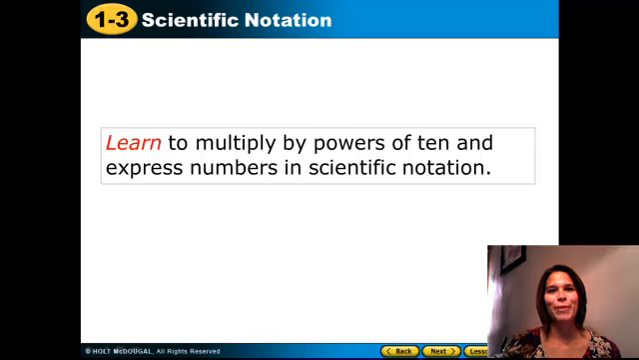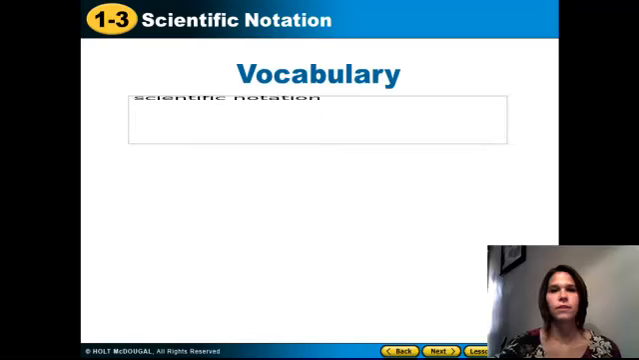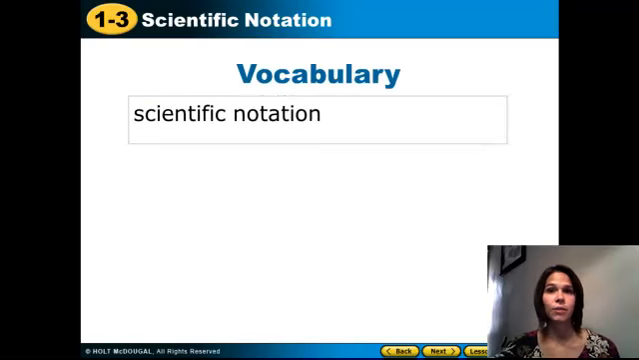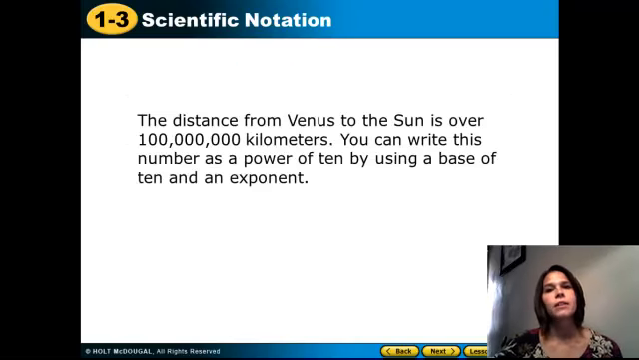Lesson 1.3, Scientific Notation. This is a really big concept and there's a lot of pieces and parts to it. We will definitely work more in class on this. This is just an introduction. We're going to learn to multiply by powers of 10 and express numbers in scientific notation. And that's basically the only vocabulary term. Scientific notation is used for really big numbers or really small numbers.